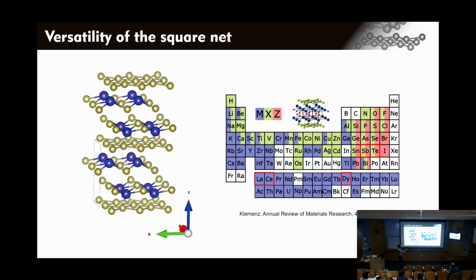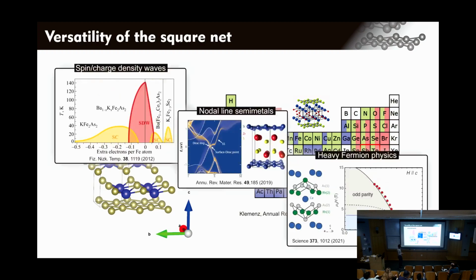These can be binary or ternary, MX and Z here, and you can see basically all of the periodic table has a color here, so it's a very versatile structure chemically. You can put a whole bunch of things in here and tune magnetic structures, superconductivity, a lot of different things. The red squares are the elements that I'll be talking about.